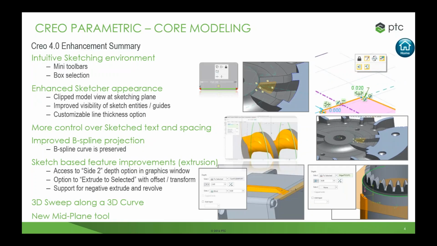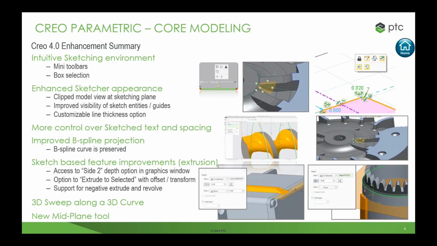Some core modeling improvements. We have a new intuitive sketching environment with mini toolbars and box selection. We have enhanced sketcher appearance. We have the ability to clip the model at the sketching plane. We have improved visibility of sketched entities and guides, and a customizable line thickness option. We have more control over our text spacing, improved B-spline projection.